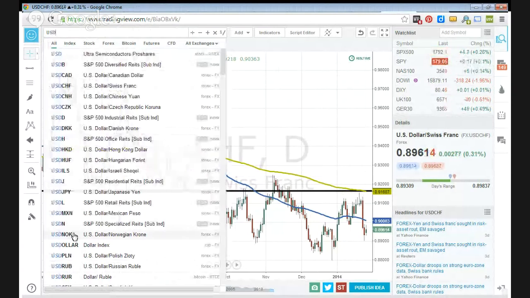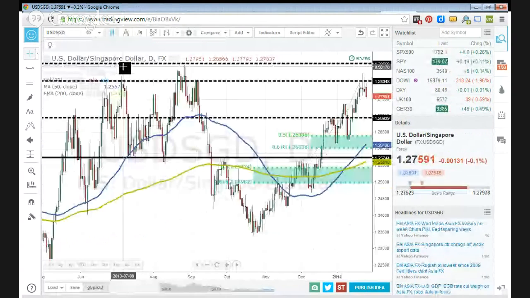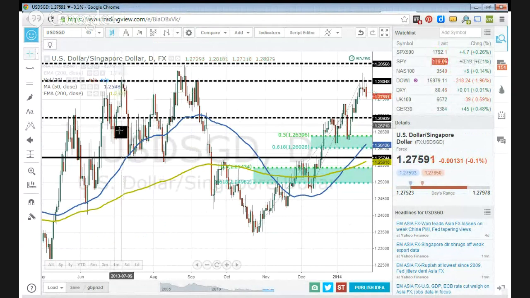And dollar Singapore. Oh, okay. So this is another pair. Okay, so this is an interesting potential short. We'll see though. I wouldn't want to short it yet. I'm still more interested in buying the dip.